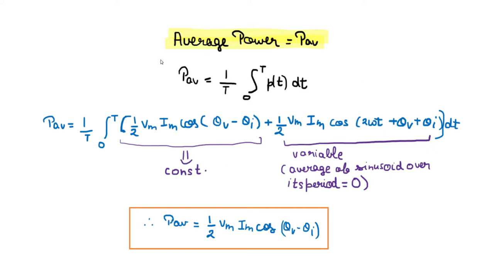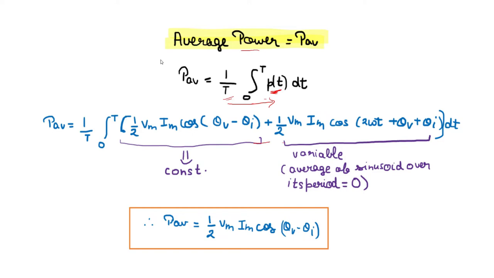Now, what is the average value of power? We will use this integration formula to calculate the average. So we will integrate the instantaneous value of power from 0 to T and then divide it by the total time period. So we get this, and here we will put the value of instantaneous power which we have just calculated.